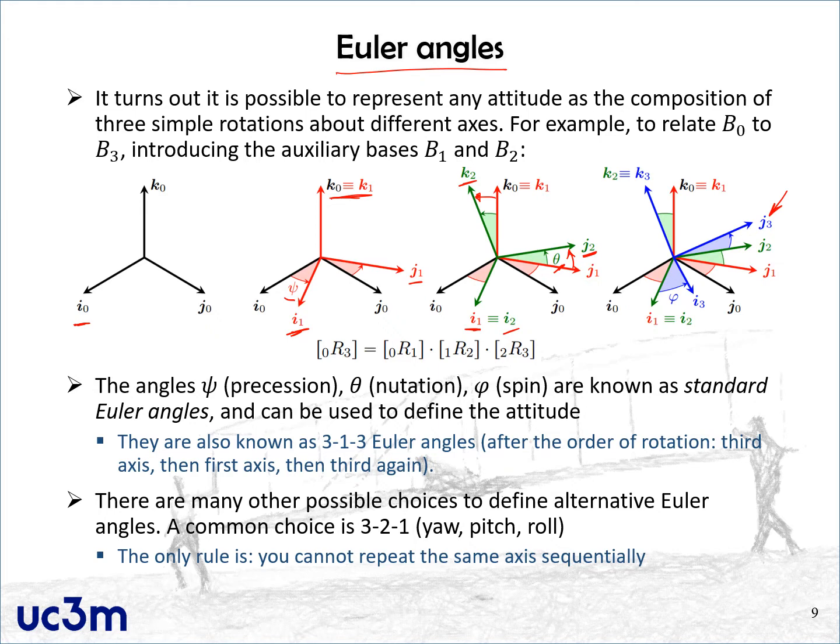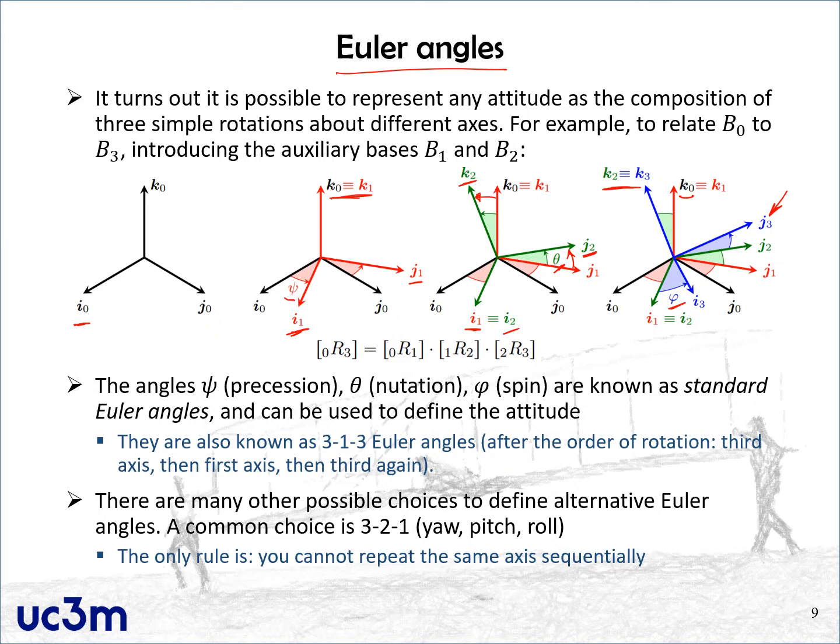And finally, we can reach our destination, the basis number 3, with a last rotation. And in this case, why not? Let us rotate about the third vector again. Observe that this vector, k2, we are rotating about, is different from the original vector k0. So in this case, we call the rotation angle phi.